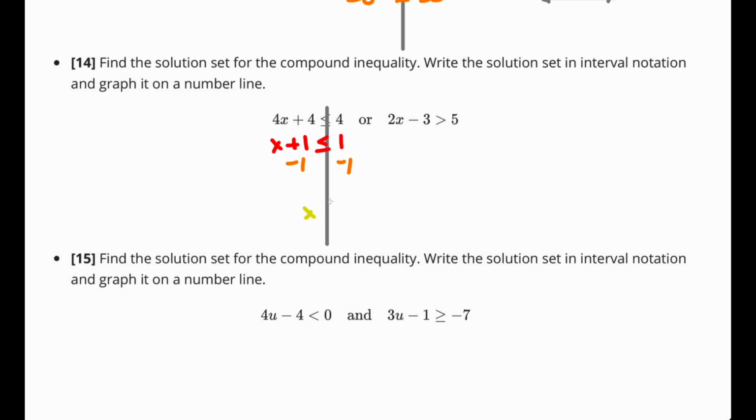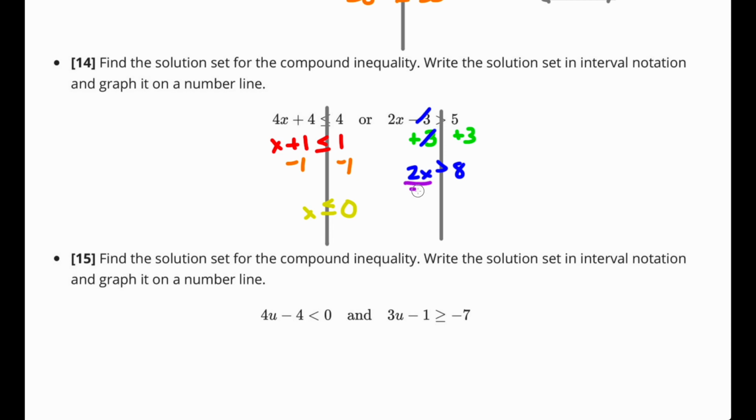And you're going to have x is less than or equal to 0. Okay, so that's part of it. Whatever the answer is over here, we're basically going to combine it with this. So first thing I'm going to do on the right part of this is add 3 to both sides. Once I do that, you're going to have 2x is greater than 8.